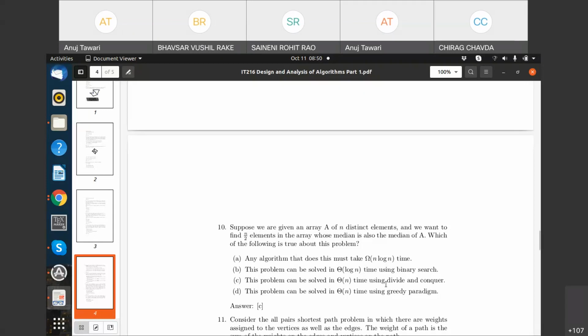This problem is solvable in linear time because we discussed a linear time median finding algorithm in class, and it uses divide and conquer. Some of you have tried to sort this array and then find these n by 2 elements, but you don't need to do that. Some of you have ticked option A. That is not required. N log n is not necessary. You can solve it in linear time using our median finding algorithm.